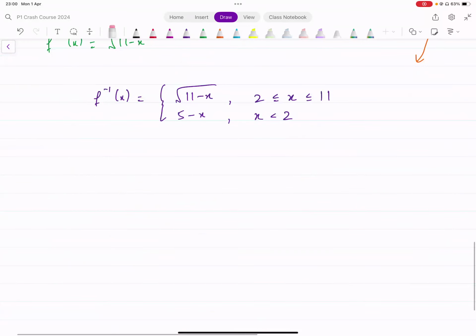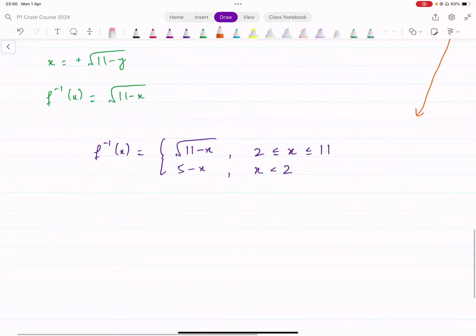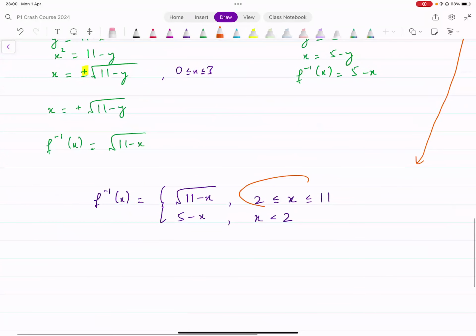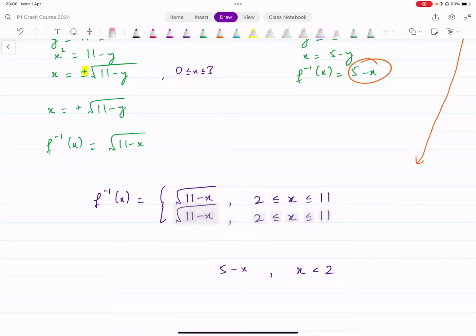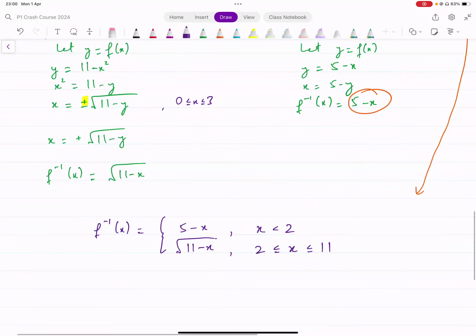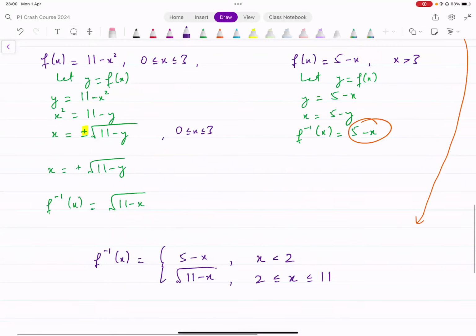So we have found the domains to be like this: square root of 11 minus x is valid from 2 to 11, and 5 minus x is valid for x less than 2. What are the smaller values of x? x less than 2. So it's better to write square root of 11 minus x here and 5 minus x above, because the function starts from 5 minus x in case of the inverse. This is how this inverse function would look.